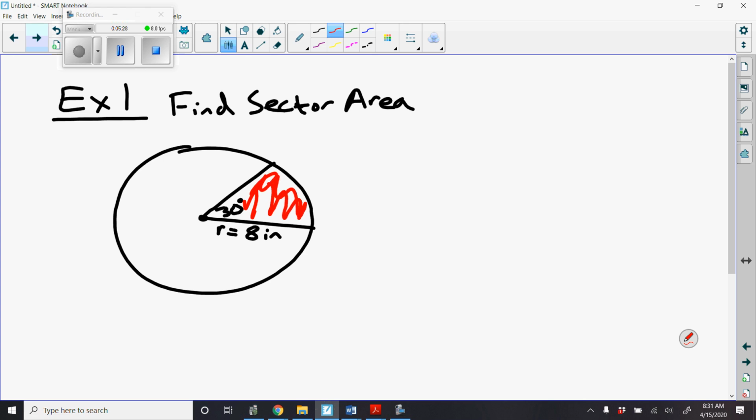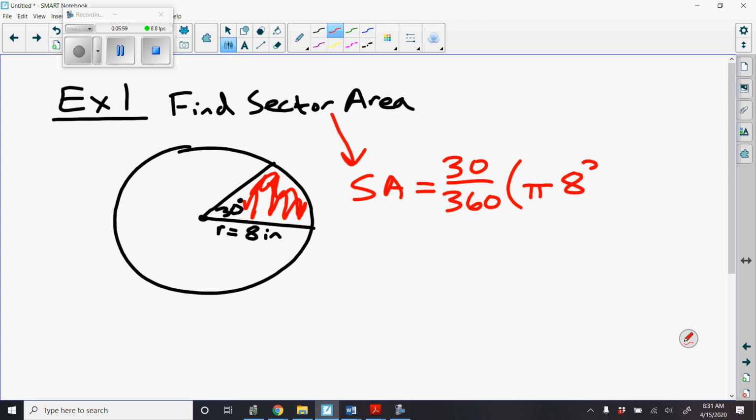Okay. So I want to find the area of this sector right here. Find the sector area. I'm going to use my formula for sector area. Here my sector area is unknown, so that'll stay as sector area. Then we'll do 30 over 360 times pi r squared. So it's going to be pi 8 squared.